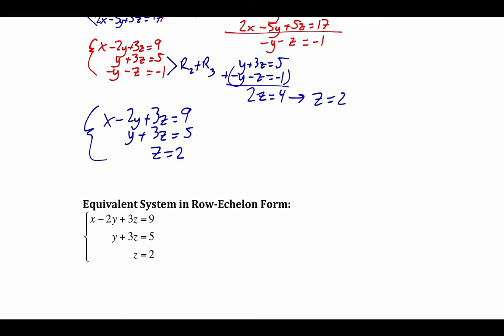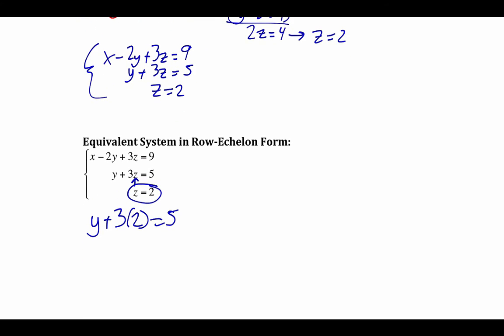So what we can do is start plugging things back in. Like this z equals 2, we'll just plug it in for that z. So we got y plus 3 times that 2 equals 5. When we clean that up, we got y plus 6 equals 5. To solve for that, we subtract 6 from both sides, and we end up with y equals negative 1. So now we know another value. We know z equals 2, we already found that using row echelon form, and we found y equals negative 1.